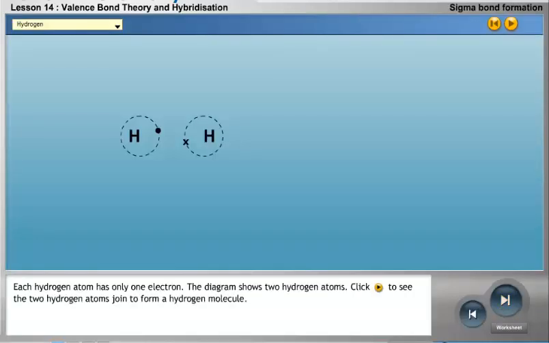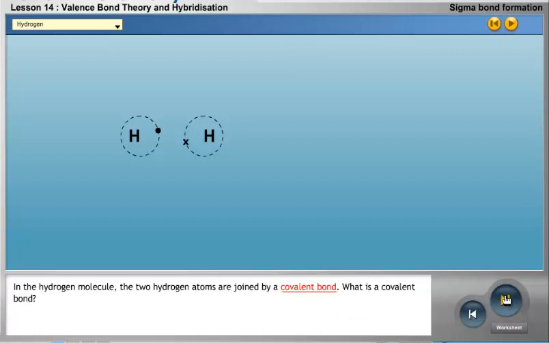Each hydrogen atom has only one electron. The diagram shows two hydrogen atoms. Click the forward button to see the two hydrogen atoms join to form a hydrogen molecule. In the hydrogen molecule, the two hydrogen atoms are joined by a covalent bond. What is a covalent bond? Answer: a bond formed between two atoms when they share a pair of electrons, one from each atom.